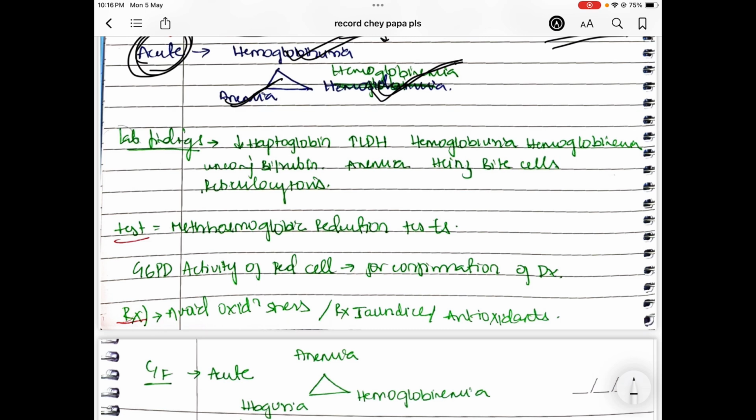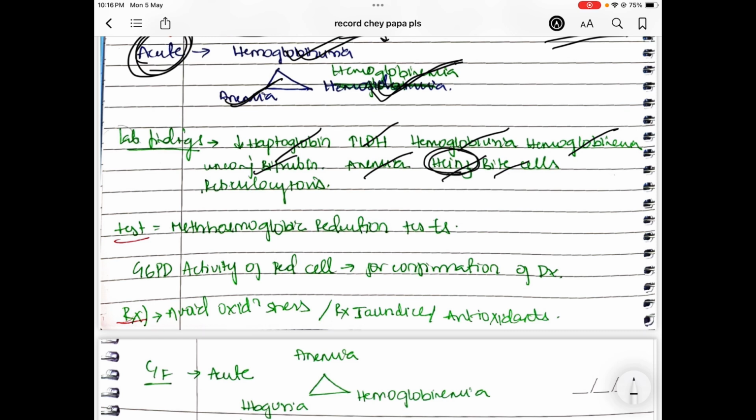Coming to the lab findings, again decreased haptoglobin because there is no RBC to bind with haptoglobin, so the haptoglobin decreases. If RBC lysis because of hemolysis, there will be decreased aerobic, increased anaerobic respiration, leading to lactate increase, hemoglobinuria, hemoglobinemia and unconjugated bilirubin, which will lead to jaundice, anemia. Heinz bodies and bite cells can be seen.